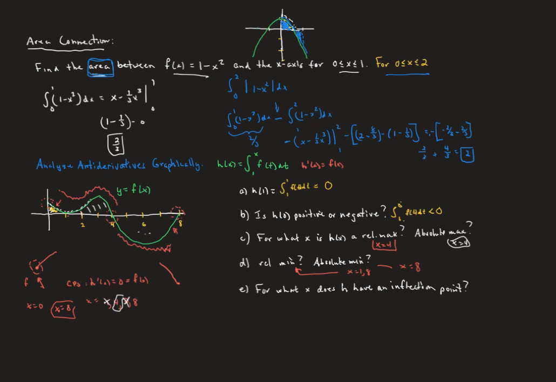And where does h have an inflection point? So h will have an inflection point where the h prime has a relative min or relative max. And so that's going to be at all of those mountaintops and valleys on the green curve. So that is going to be at 1, also at 3, and also at 6. All right, very good.